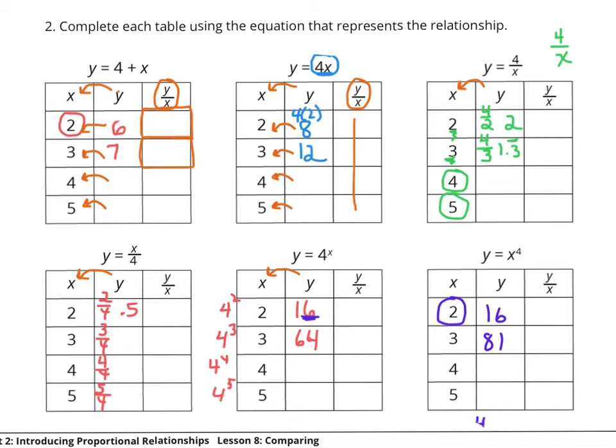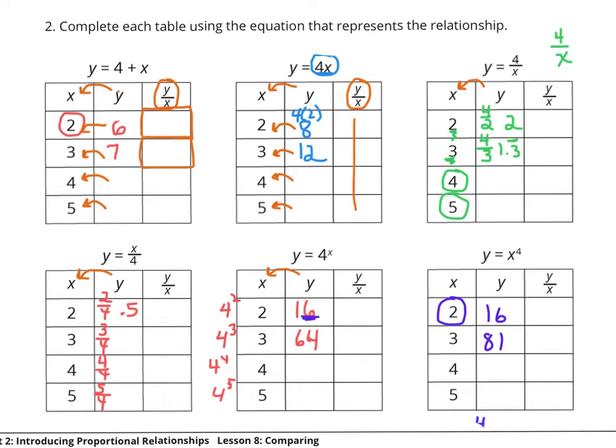And the question's going to be, which of those 6 equations gave us a proportional relationship? And we'll know that because that third column will have either all the same numbers, if it's proportional, or not the same numbers if it's not proportional. Okay, so use your calculators and divide those out.